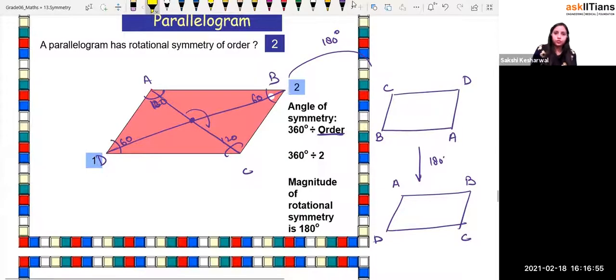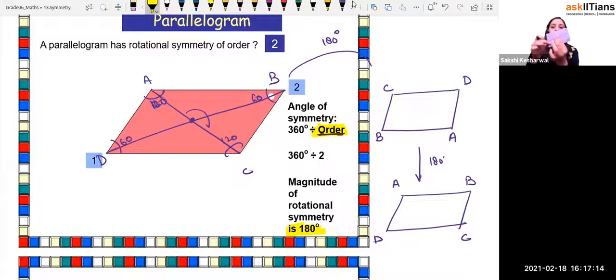The order is going to be 2, and the magnitude of the rotation symmetry is equal to what, beta? 180 degrees, right? So it's better you go with it like this also. You have rotated from here, it's written A, B, C, and D. Now you rotate it by 90 degrees, 180 degrees.